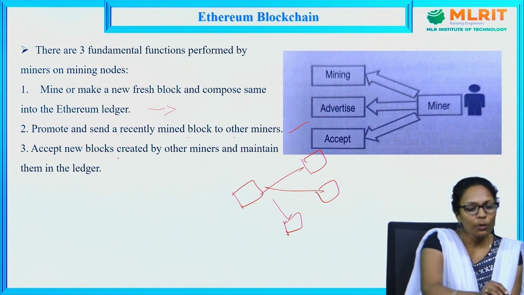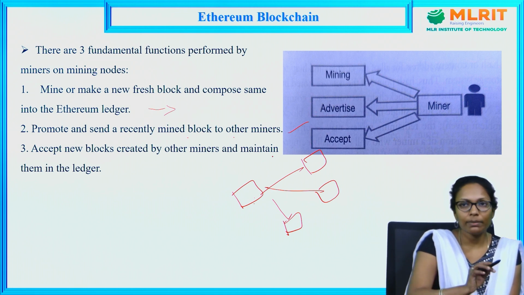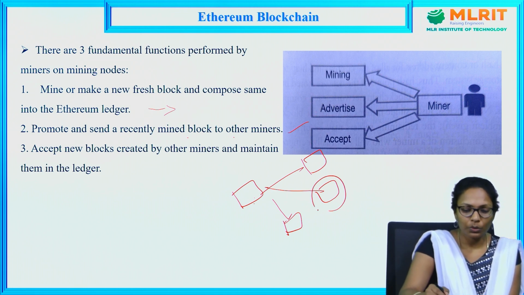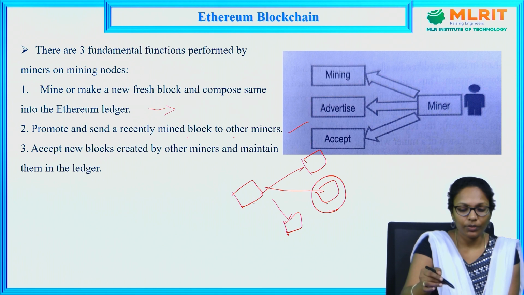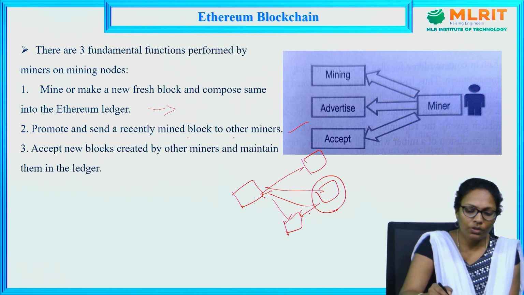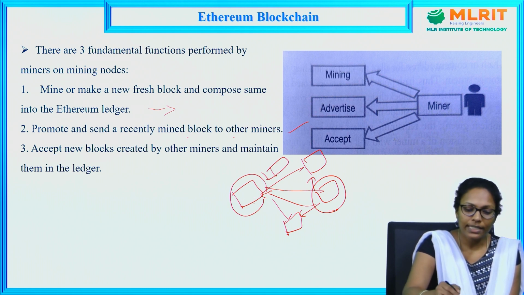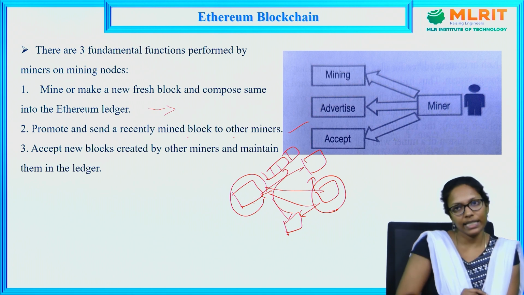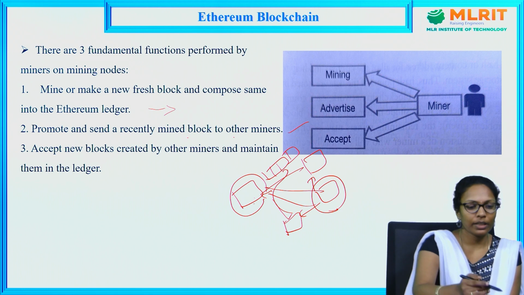Third, accept new blocks created by other miners and maintain them in the ledger. For example, if this node has written a transaction or one block of transactions, then that will be informed to all other nodes. Then what should this node do? It already has its own ledger, so the updated information should be added to this existing ledger. So these are the three main tasks of any mining node.